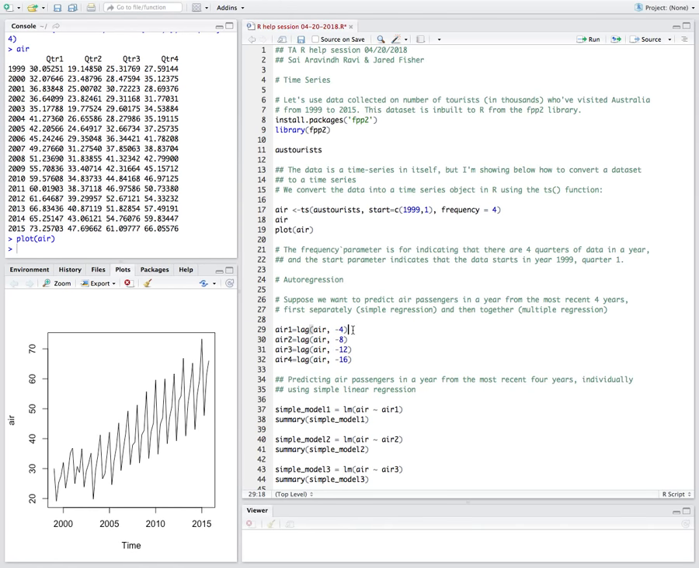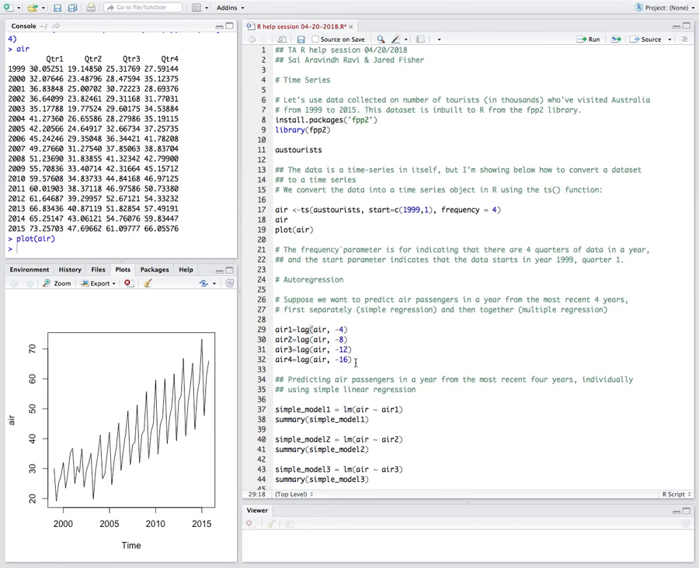So how to find the lags of a time series? There is the lag statement. So I'm using the lag statement here for the air time series object that I've created. And I'm specifying here -4, -8, -12, and -16. Any idea why that is?